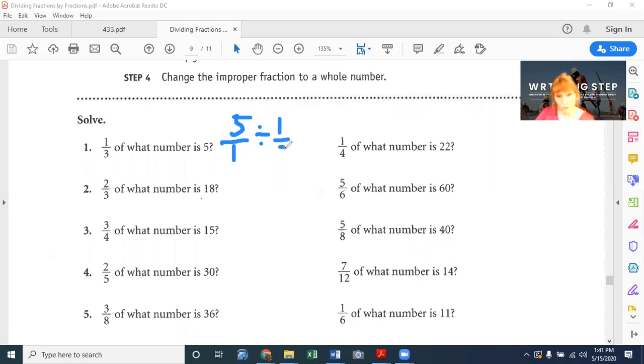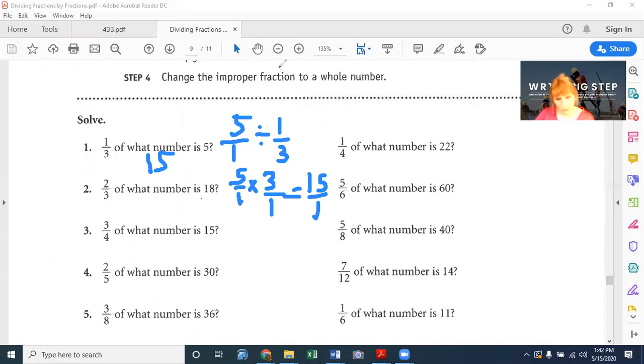which we know is really the same as 5 over 1 times, flip the second fraction, 3 over 1. So it's going to be 5 times 3 on the top, 15, and it's going to be 1 on the bottom. So 15 over 1 is just going to give us 15. And if you think about it, that makes sense. So 1/3 of 15 is 5, right? So that's why that works.